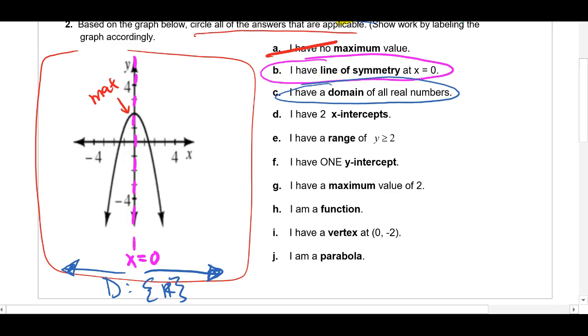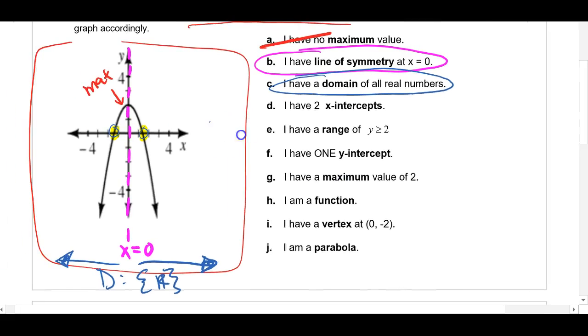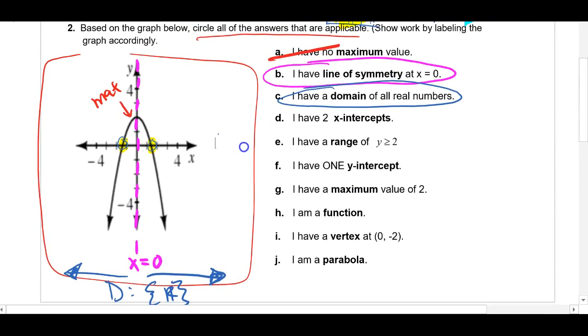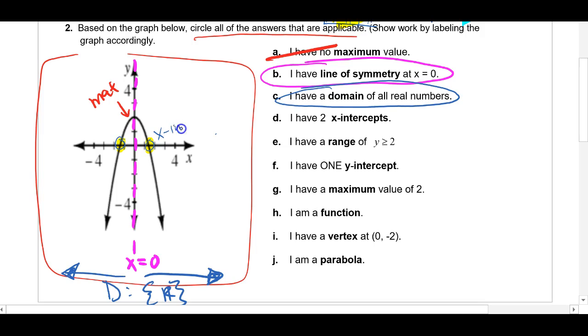Okay? Next question, I have 2 x-intercepts. Okay, that means I have 2 points where I cross the x-axis. And it does, here and here. It has 2 points, one right there, one right there. So our x-intercept there, and x-intercept there. So yes, I do have 2 x-intercepts.